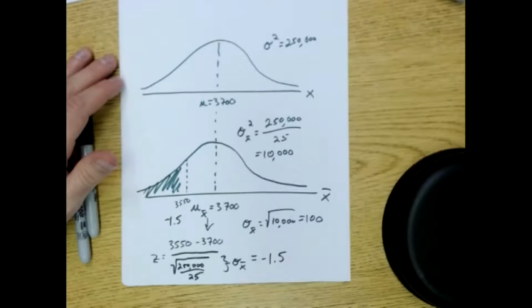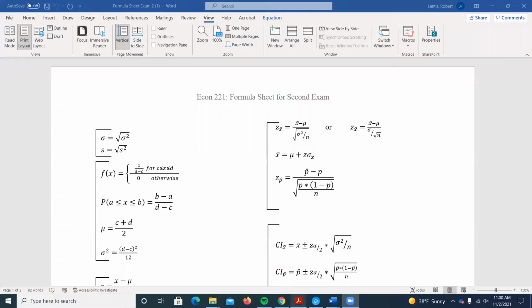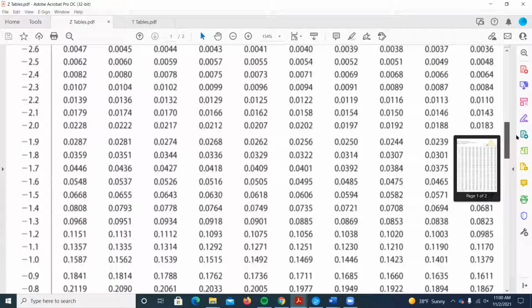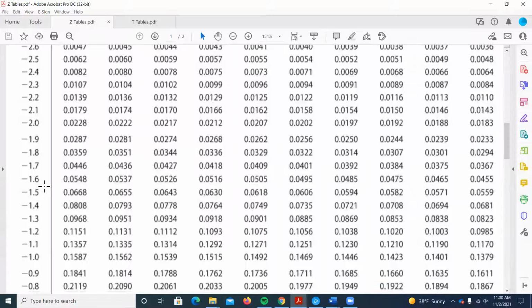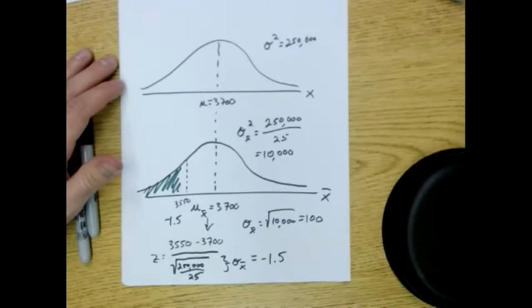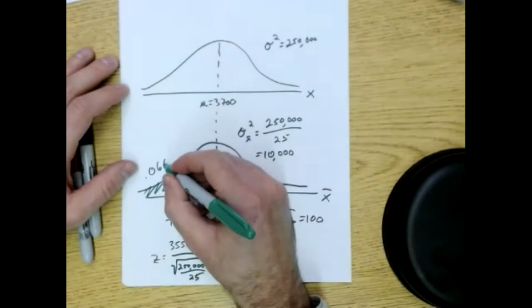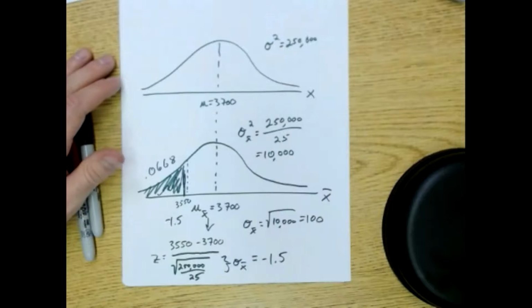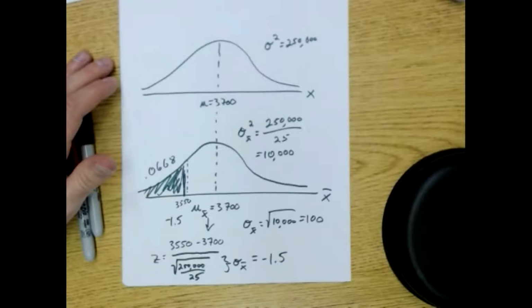So the final step is we then go to that standard normal table. We look up -1.5. So -1.50 is that first column. So 0.0668. So this is 0.0668. And because we just wanted the probability of being less than 3,550, we're done, right?